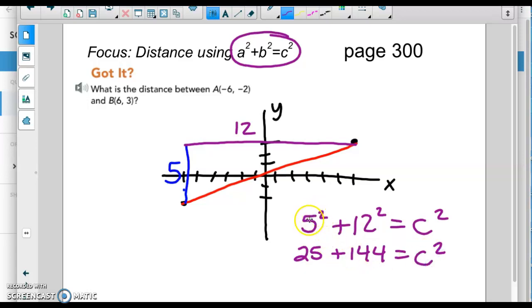But if you haven't, we do 5 squared is 25, 12 squared is 144. We get 169 equals c squared. You take the square root of 169 and you get that your hypotenuse is 13.